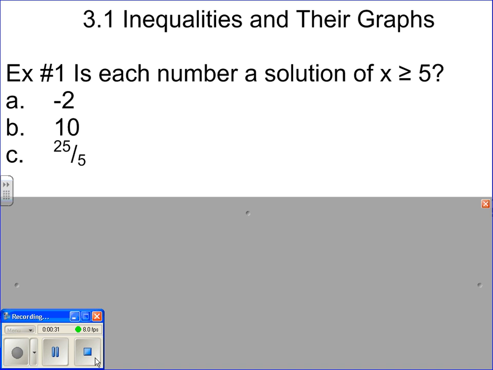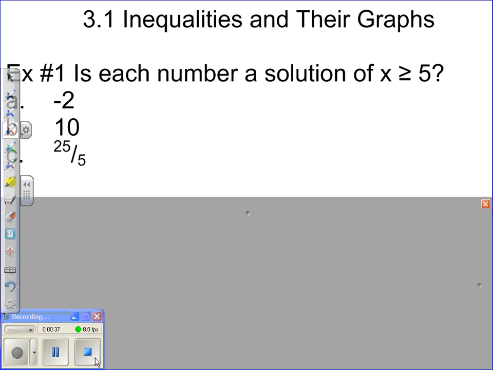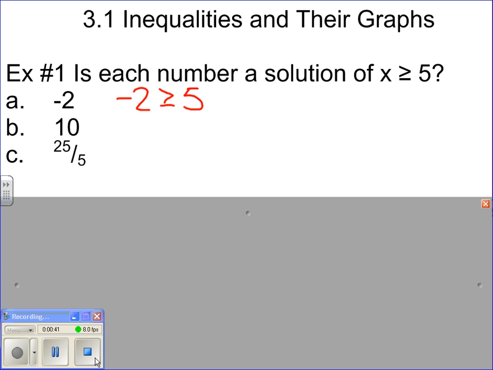Now looking at A, -2. Is -2 greater than or equal to 5? No, it's not. So -2 is not a solution to x is greater than or equal to 5.